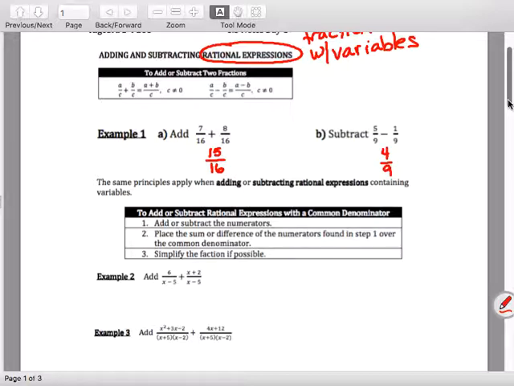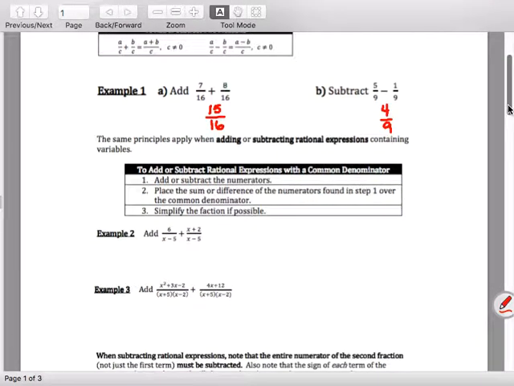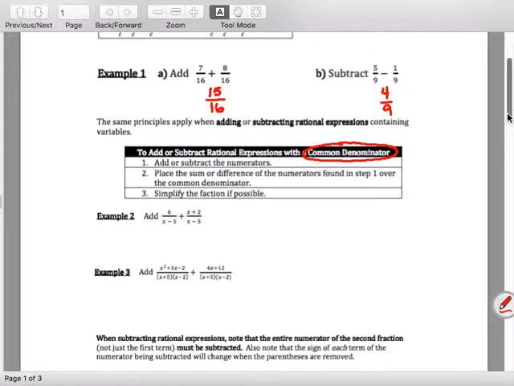The same principles apply when adding or subtracting rational expressions containing variables. So what you're going to do is you make sure they have a common denominator. So we're going to start off with common denominators, then learn how to build common denominators. So step 1, add or subtract the numerators. Step 2, place the sum or difference of the numerators found in step 1 over the common denominator. Step 3, simplify, and that's a typo, should say fraction if possible.